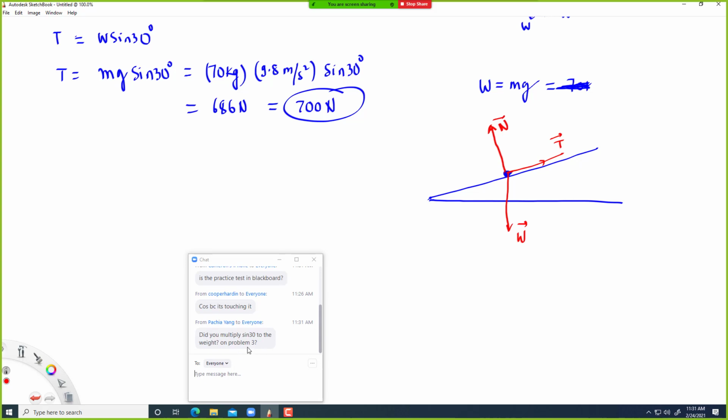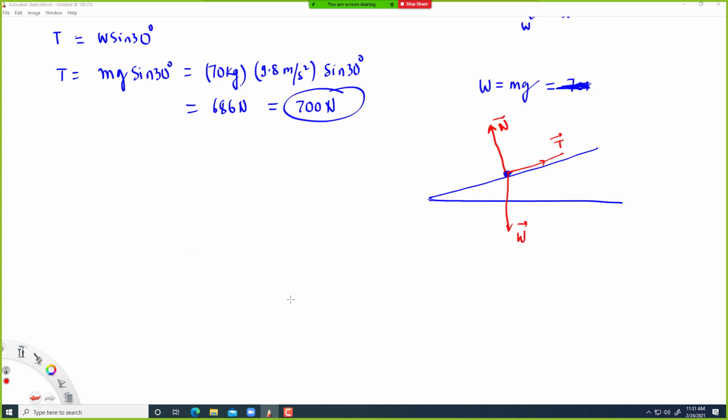So when you find the weight, in the previous problem you don't need to multiply by sine 30. Weight is always mg, okay? Just mg. But for the tension, you need to multiply by sine 30. Weight is only mg. Okay, so the angle of inclination is 30 degrees here.